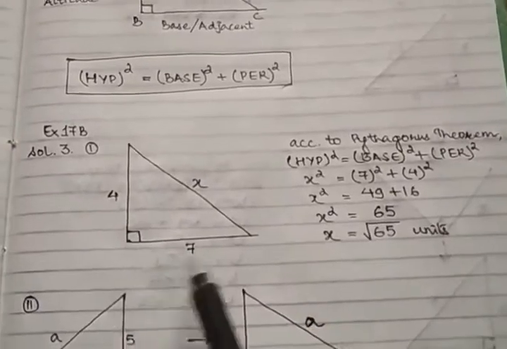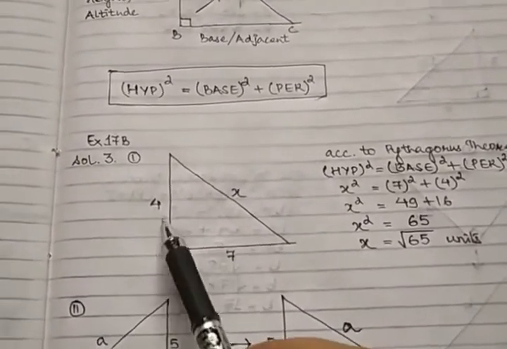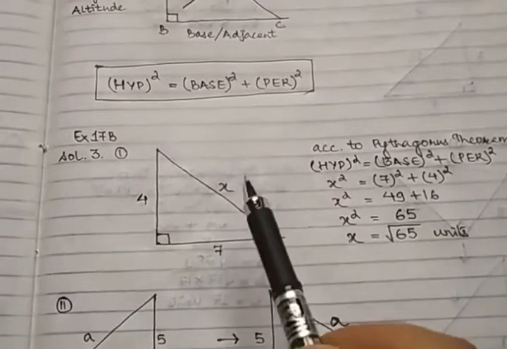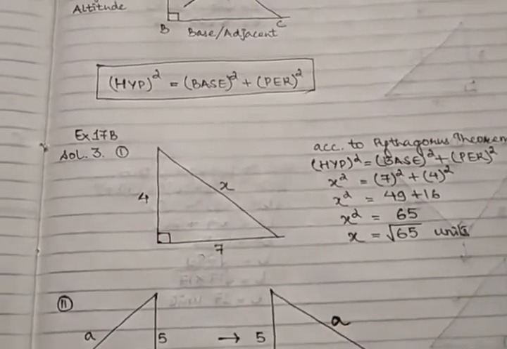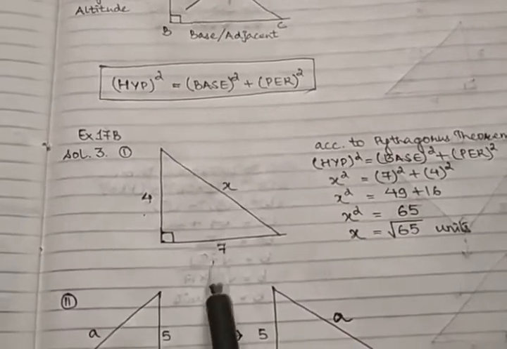Okay, now in this one, one of the sides is given as 4, one of the sides is given as 7. Now I know what the names of these sides are as well, isn't it? Now this side is given as x. We needed to find the value of x. That means our hypotenuse is missing out here. And we have our perpendicular, we got our base as well.